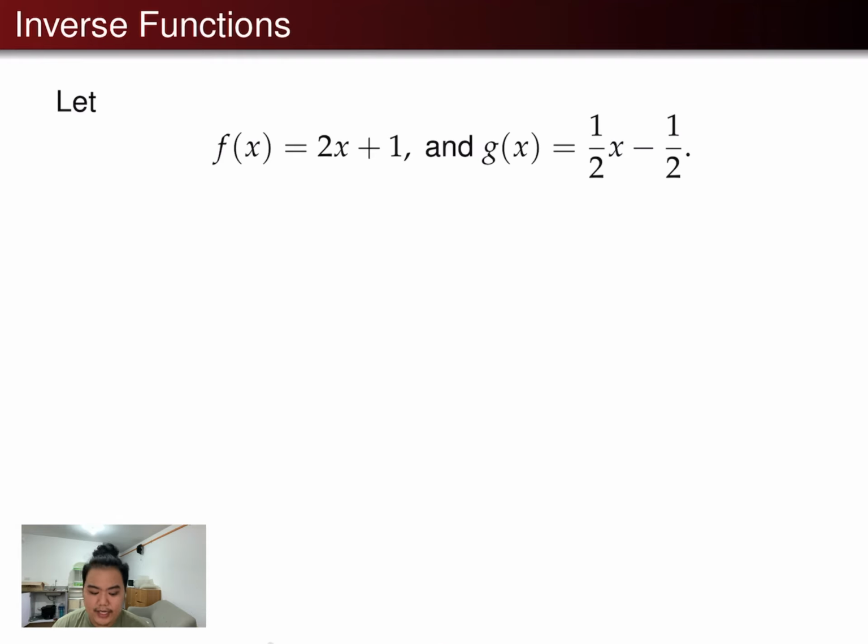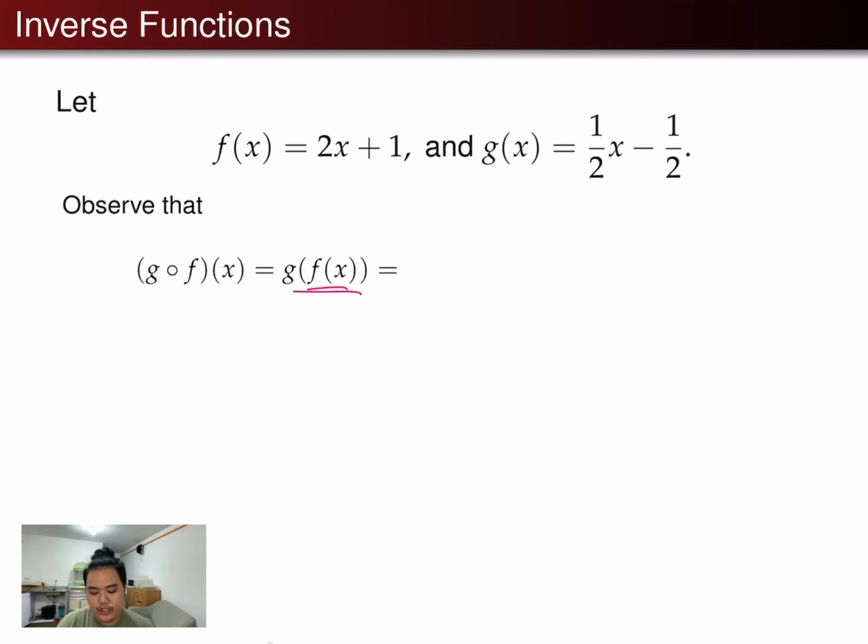We have f of x and g of x. F of x is 2x plus 1 and g of x is equal to 1 half x minus 2. So those are two linear functions. And let us observe what's going to happen if we get their composition. Let's compute g circle f first. So this means g of f of x.